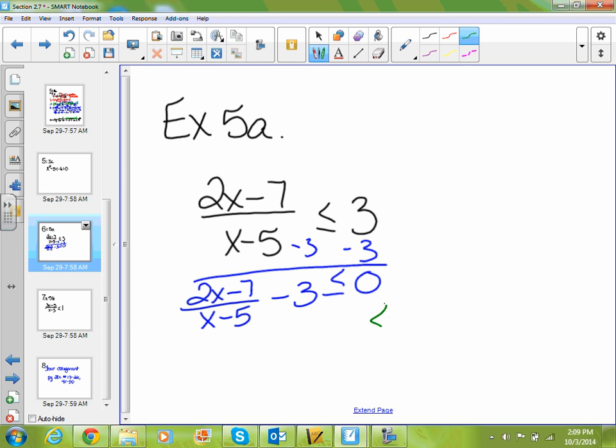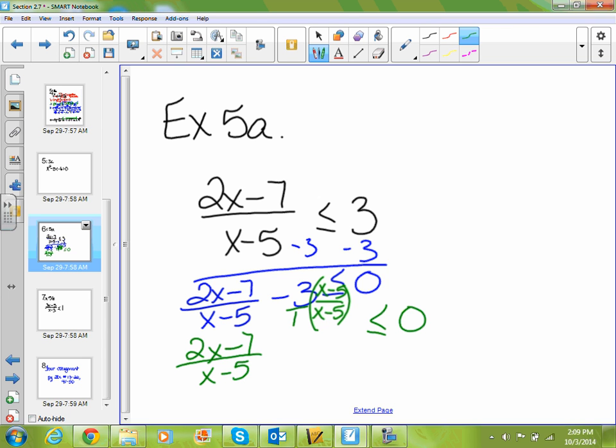But that doesn't really help us because this still isn't very simple. So I'm going to need to make this have common denominators in order to subtract. So I'm going to need to make common denominators of x minus 5. So I need to multiply both the top and bottom by x minus 5. That will give us common denominators. So I get 2x minus 7 over x minus 5.